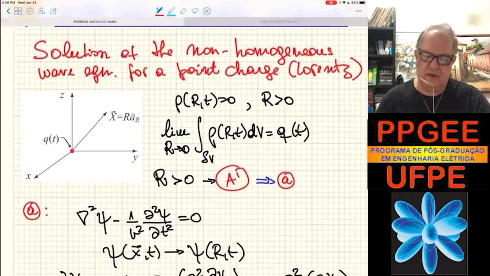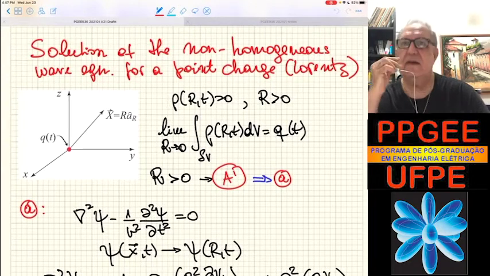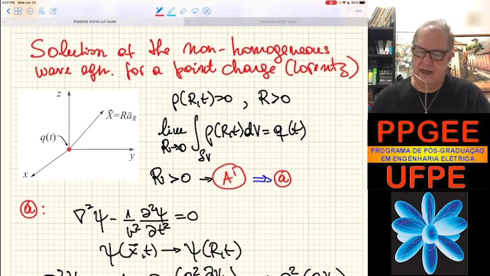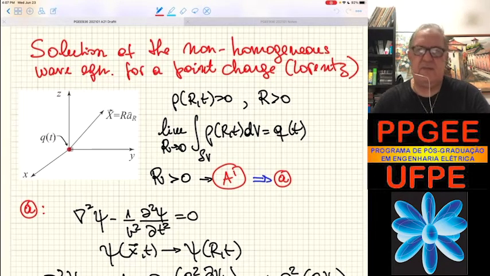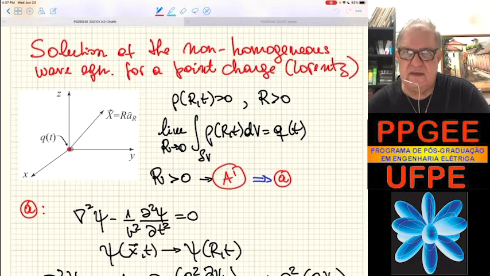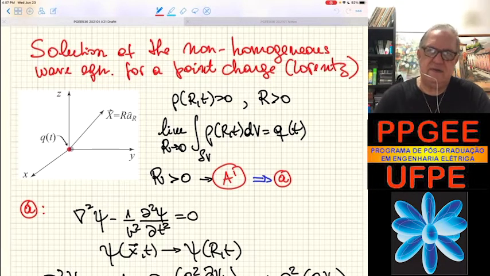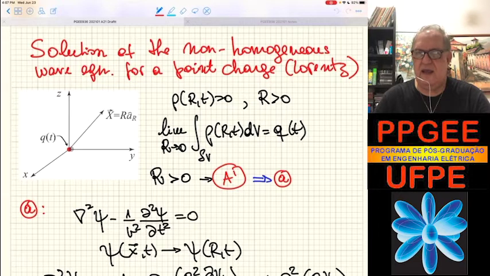Let's solve the non-homogeneous wave equation. Let's consider a point charge in the origin of the reference frame. In fact, we are determining Green's function for the wave equation. When you solve the wave equation for a point charge, we are solving for the Green's function for either A or psi. Okay, so let's do that.